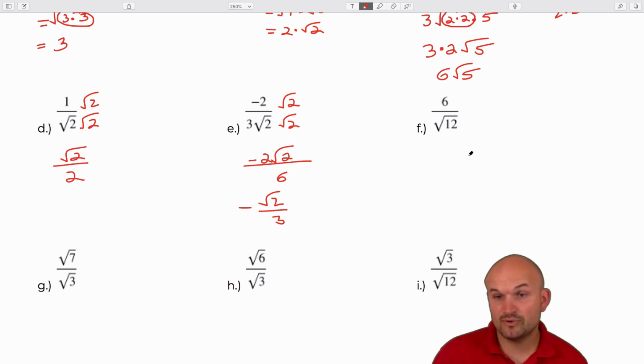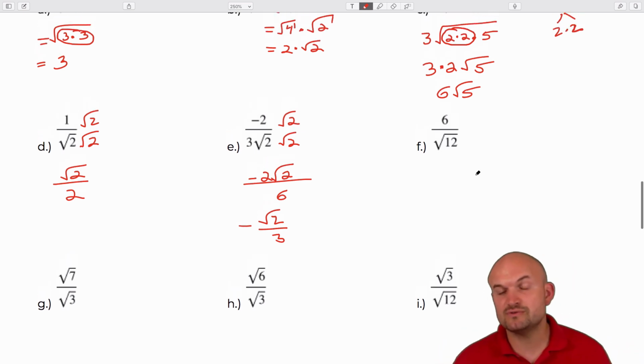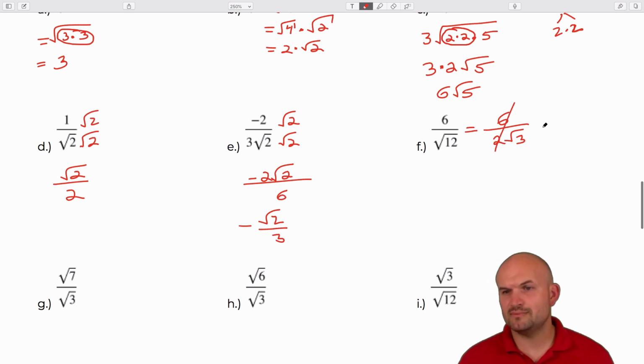Now, in this next example, we should look into simplifying our square root of 12 first. The square root of 12, I recognize to be the square root of 4 times 3. So the square root of 4 is 2, times the square root of 3. Notice here, this now simplifies to 3 over the square root of 3.